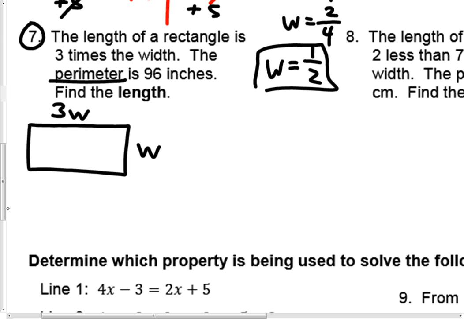Why is there a video top? Because the length is 3 times the width.